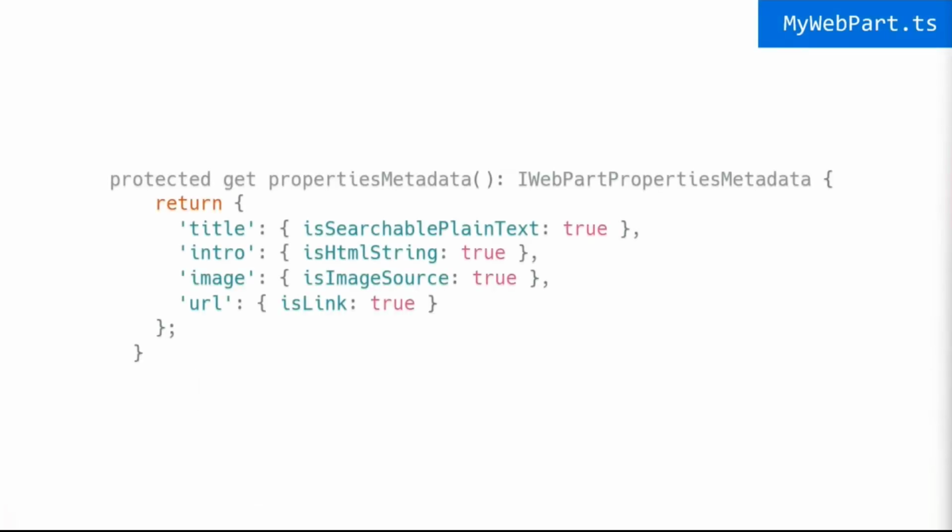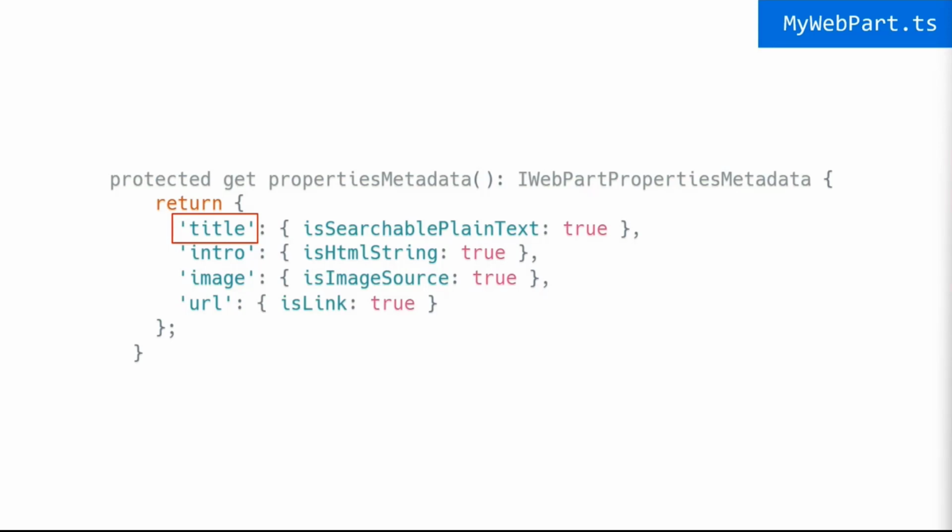Well, in your web part, you have a method called getPropertiesMetadata. That method is probably not in your default web part, but you can absolutely add it. And what it does is it returns an IWebPartPropertiesMetadata. It gives you the opportunity to return basically a key value pair for every property that you want to define. You can say that this property can be searchable, can be an image, can be a link or something like that.